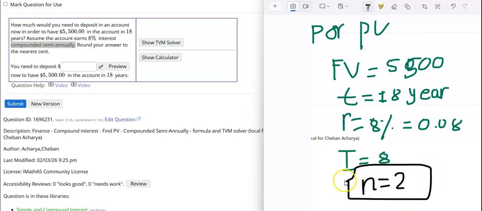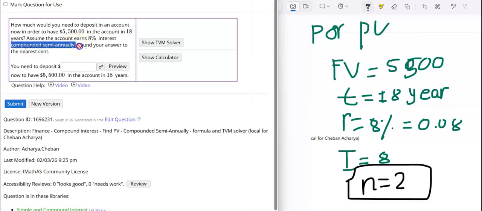This is semi-annually. And finally, the answer is going to be to the nearest cent. That means 2 decimal places. Again, when you do the question, make sure that you round it correctly in your answer. Read the instruction carefully. So now I'm going to use the TVM solver first to solve this question. And again, you've got to find how much we need to deposit. We are looking for present value.